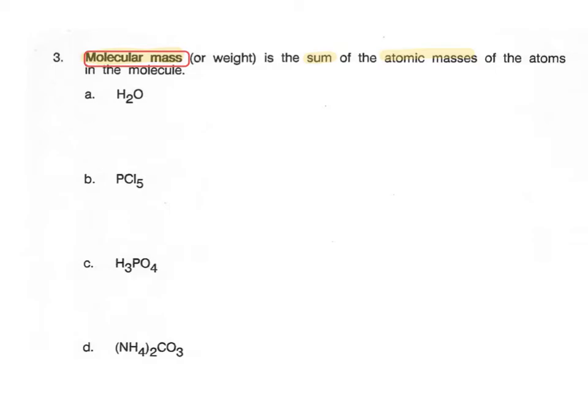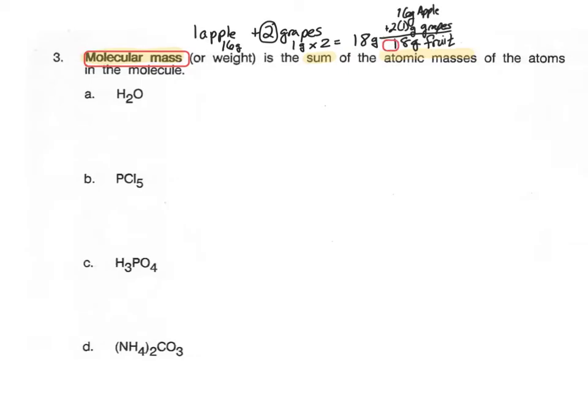For example, if I told you to just go to the store and buy me 1 apple and 2 grapes and asked you how much does that whole package weigh, you would say, well, the apple weighs 16 grams and the grape weighs 1 gram. So do I have a total of 17 grams? No, I would have 18 grams of fruit because I have 2 of the grapes. So we would see that I have 16 grams of apples plus 2 times 1, which is 2 grams of grapes, for a total of 18 grams of fruit.